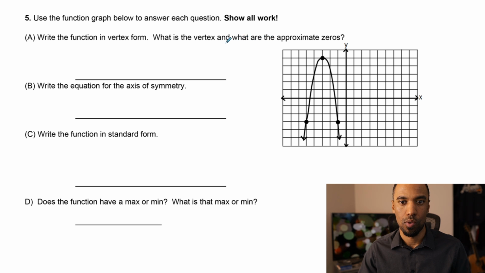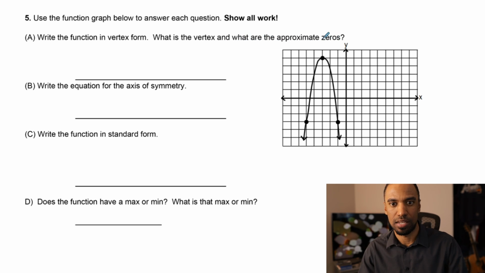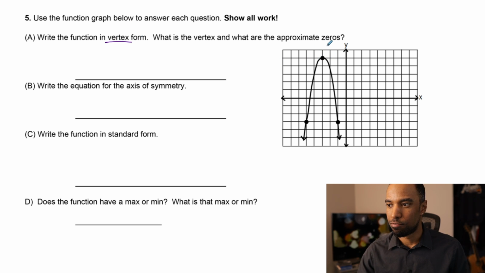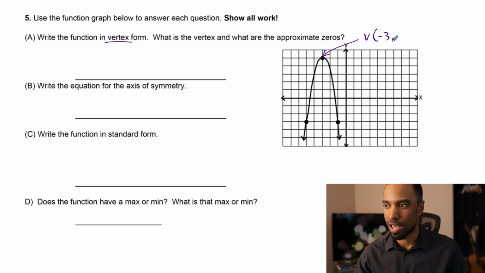Write it in vertex form. What is the vertex, and what are the approximate zeros? Let's start with, let's go in order. Vertex form right here. The vertex of this guy appears to be at -3 and 1, 2, 3, 4, 5. -3, 5.